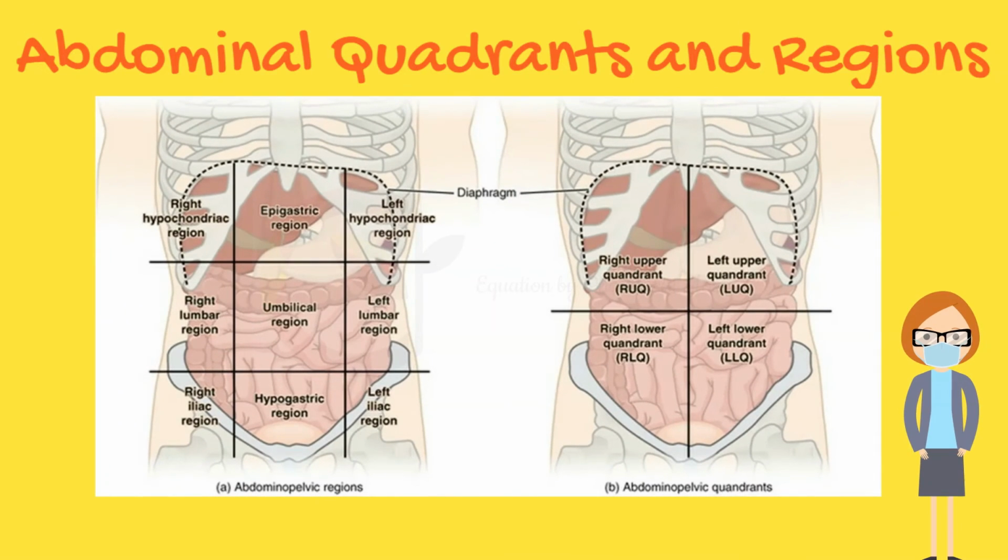Abdominal divisions include right hypochondriac region, left hypochondriac region, epigastric region, right lumbar region, left lumbar region, umbilical region, right iliac region, left iliac region, and hypogastric region. Let's learn.